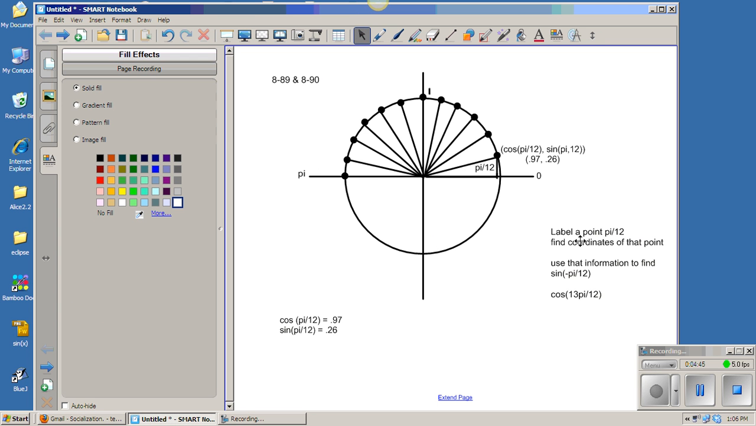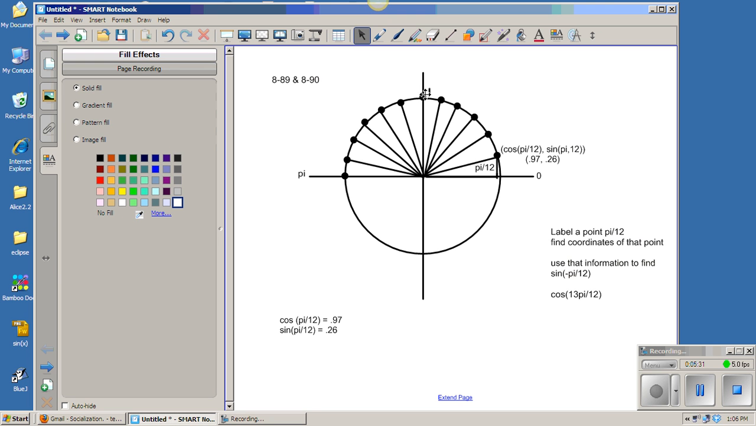Now, the part I had trouble with when I was looking at your assignments was I noticed that in part B it says use that information to find the sine of negative pi over 12. And you all just used your calculator, but you weren't told to use your calculator. You were told to use that information. So what they wanted you to do, and what I would like you to do over again, just to make sure you understand this, is use this point in the information that you now have. The cosine of pi over 12 is 0.97. The sine of pi over 12 is 0.26. You're going to use that information in the unit circle to find out what the sine of negative pi over 12 is.